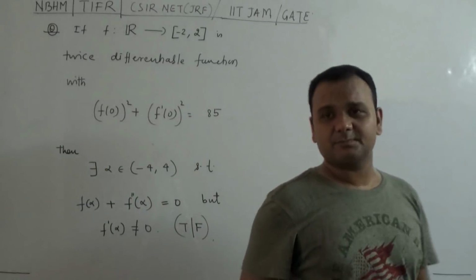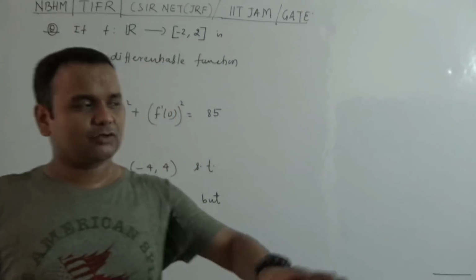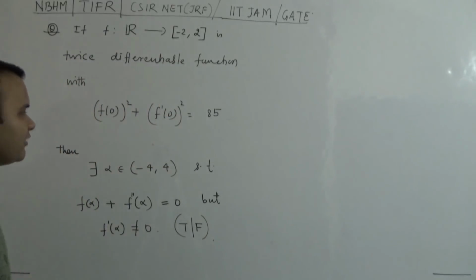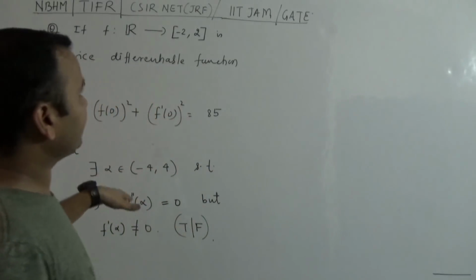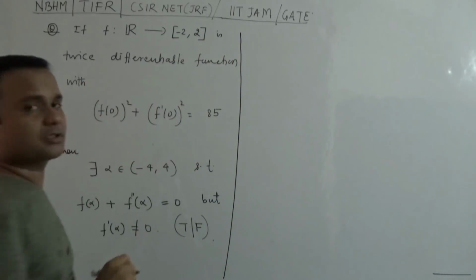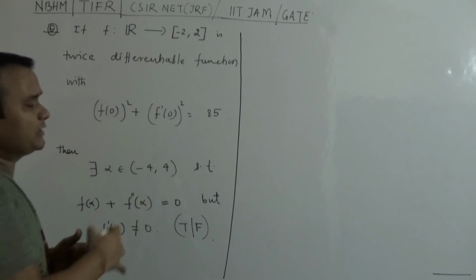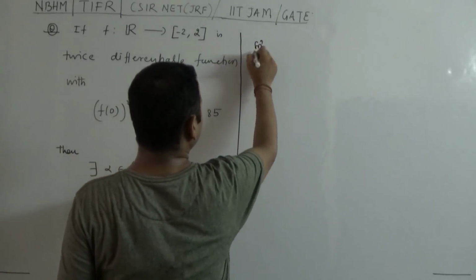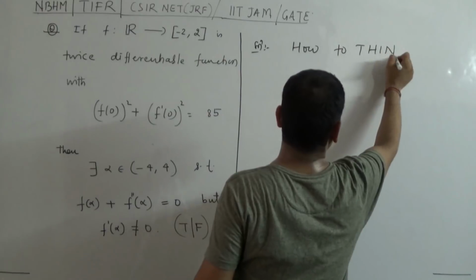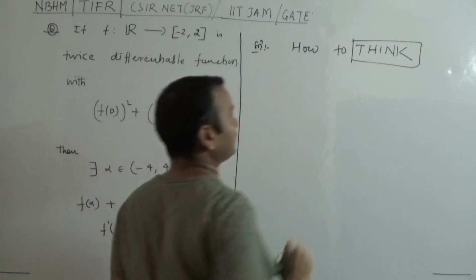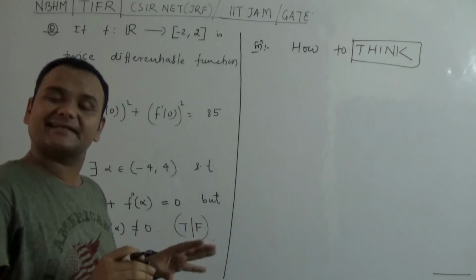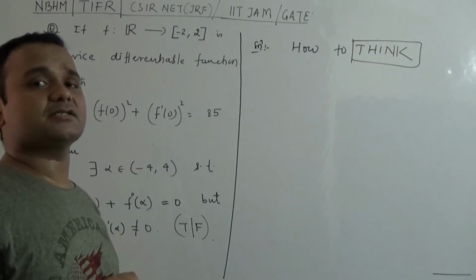These kinds of questions are very favorite. It doesn't matter whether you are going to write NET or JAM or NBHM or TIFR, this kind of question is very important. So I request you to go through what the question is exactly saying, and how one should learn to approach and answer this kind of problem. I always start by thinking about how to approach this kind of problem. This is the typical application of Lagrange's mean value theorem.